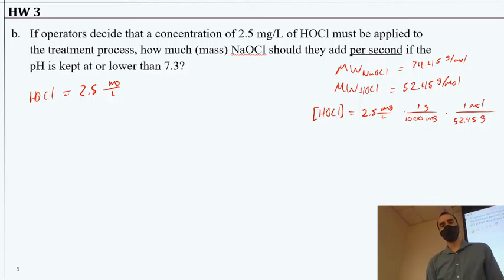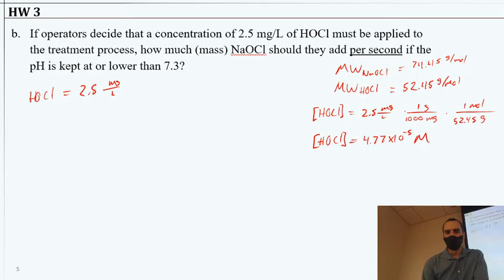We're getting that in a form where we can do the molar comparison. Because if we find the moles per liter of this, then we can find the total moles per liter of chlorine as a whole, and then find the moles per liter of NaOCl that we had to add, then convert that back to mass and account for the flow rate for the system. If we do this, our HOCl concentration comes out to be 4.77 times 10 to the minus 5 moles per liter.